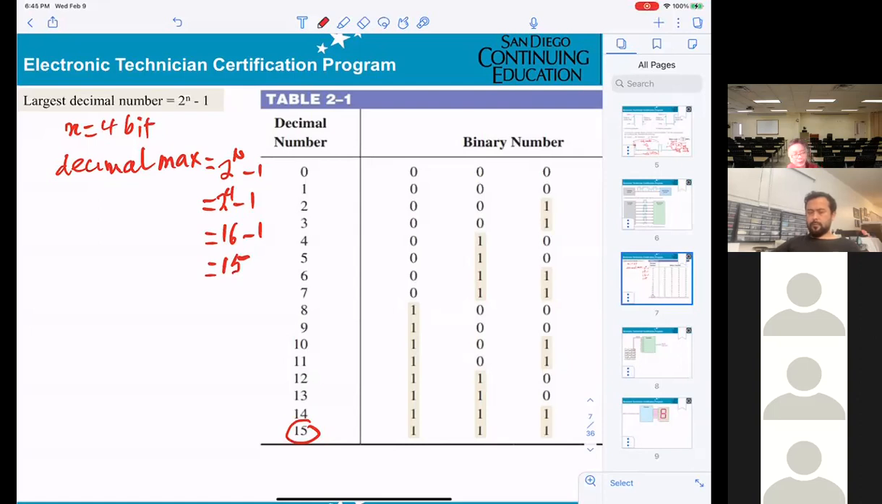Okay, now if you get 3 bit, what is the maximum data in decimal? 3 bit. 8? Come on. 7. 2 to the power of n minus 1. n equals 3. 2 to the power of 3 means 8, minus 1 will be 7.